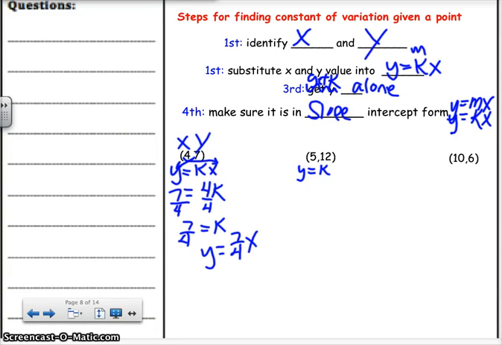Y equals kx. Because I'm assuming that they tell me this is the proportional relationship. So if it's a proportional relationship, you do this. You can't do it if it's not proportional because you have to have a y-intercept involved. Substitute what you can. 12 equals 5k. 12 fifths equals k. I got that by dividing through by 5 to get my k alone. Y equals 12 fifths x.